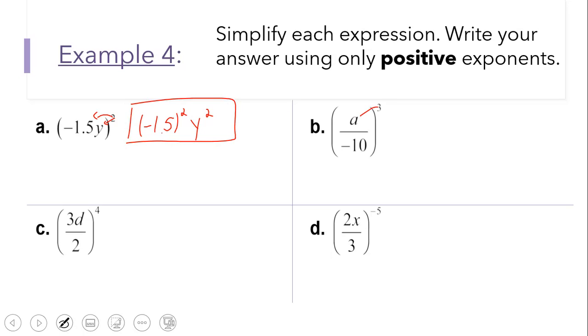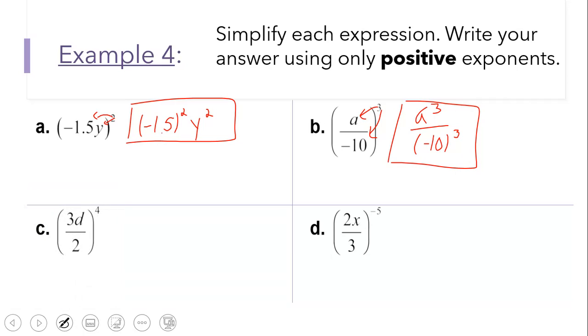In our second example, give that 3 to both parts here. You're just going to get a cubed over negative 10 cubed. Again, the number is negative, but the exponent is not, so I don't have to move anything, and I leave that as my final answer.